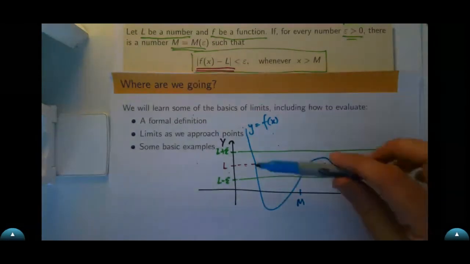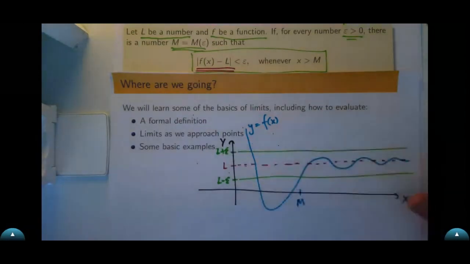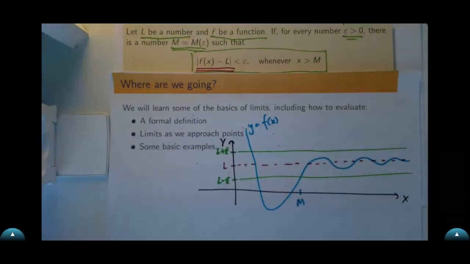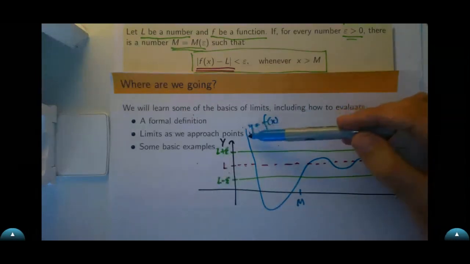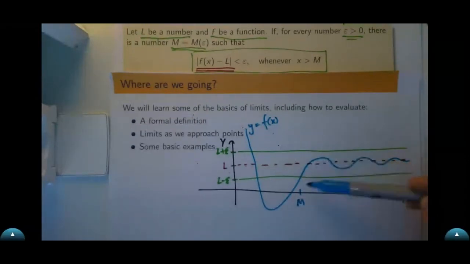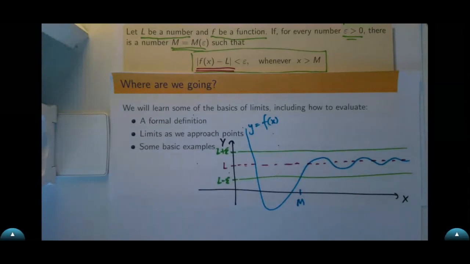Now, for the limit to exist, this has got to work for every horizontal strip. So I can squish it, I can pull it apart, and you still need to be able to find a point where it enters and never leaves. So that's essentially what it means, right? You've got this horizontal line, you draw a strip around it of width 2 epsilon. The graph enters the strip at some point, and after that point, it never leaves the strip.